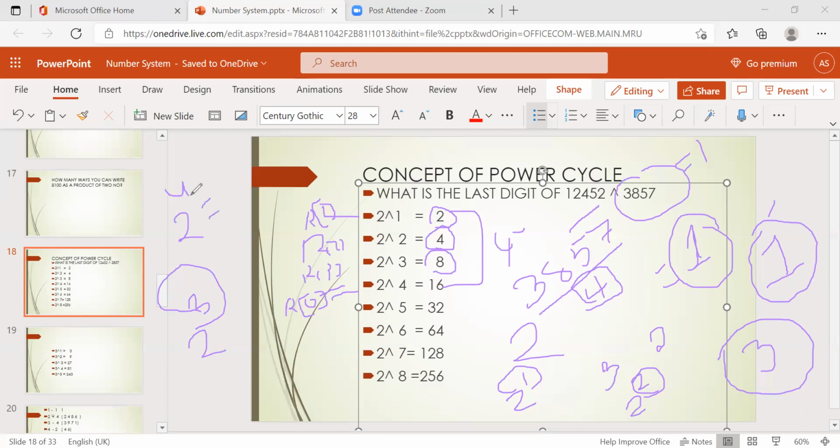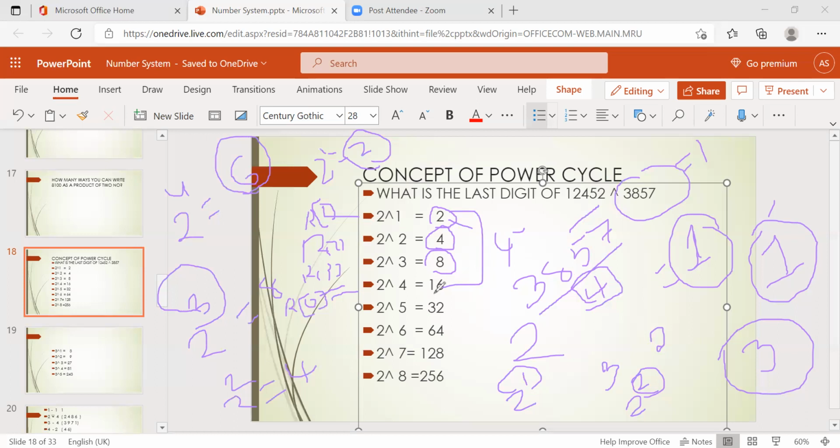You know that for 2 power 4, the unit digit is 6. For remainder 3, the unit digit is 8. For remainder 2, 2 power 2 is 4, so the unit digit is 4. For remainder 1, 2 power 1 is 2, so the unit digit is 2. So after finding the remainder, you just check the unit digit of that power value. Then that is the answer to our question. Here the remainder is 1, so the unit digit will be 2.